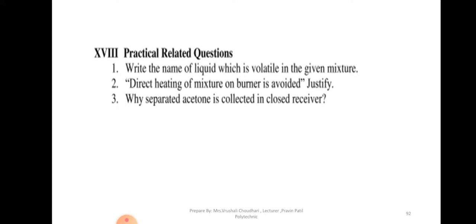Why is acetone collected in a closed container? If we do not collect it in a closed container, acetone starts evaporating and we will not get the exact quantity. That's why.